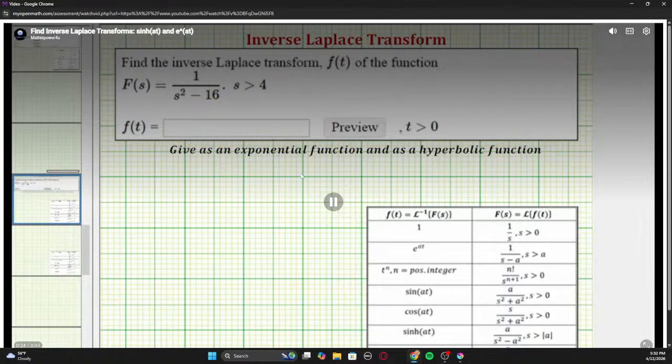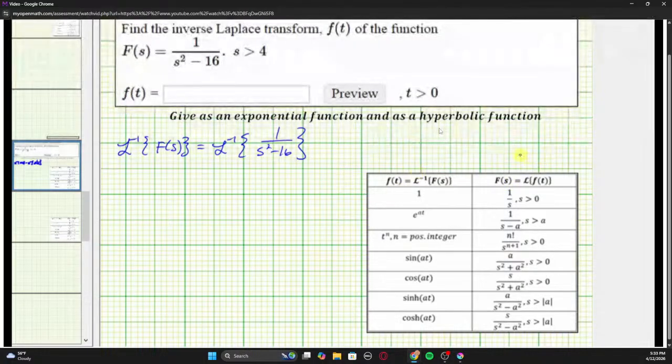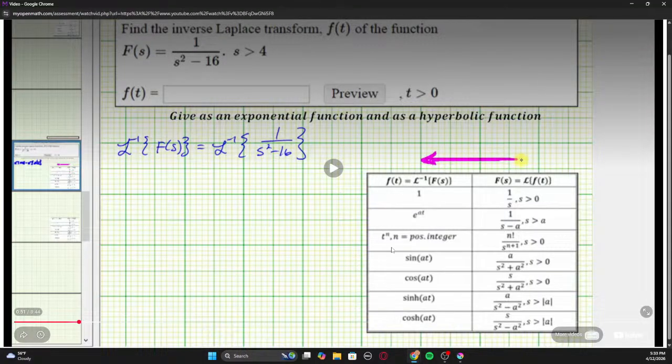The first step is to begin with big F of s and find the inverse Laplace transform of both sides of the equation. So we'd have the inverse Laplace transform of big F of s equals the inverse Laplace transform of 1 divided by the quantity s squared minus 16. Looking at the table of Laplace transforms, because we're given big F of s and trying to determine little f of t, we'll be using the table in this direction.